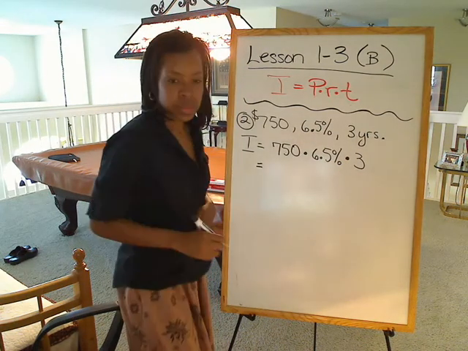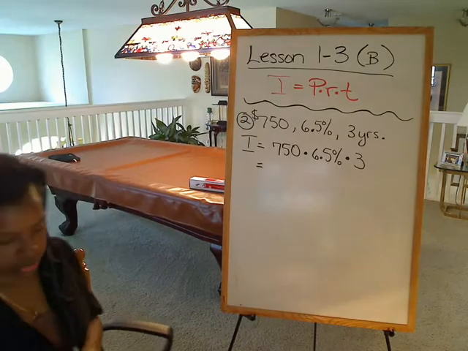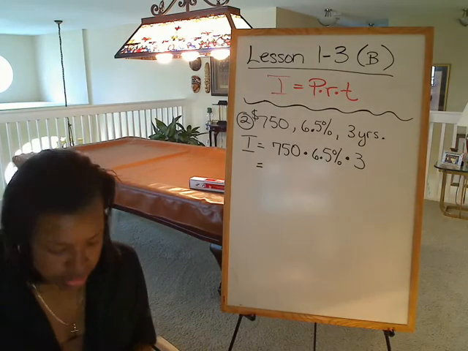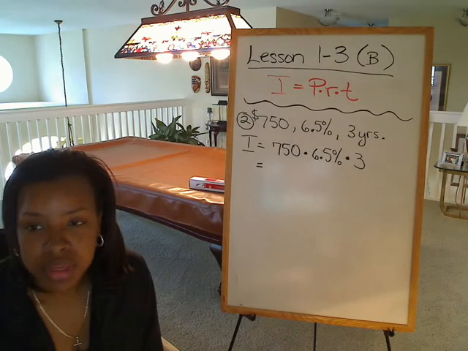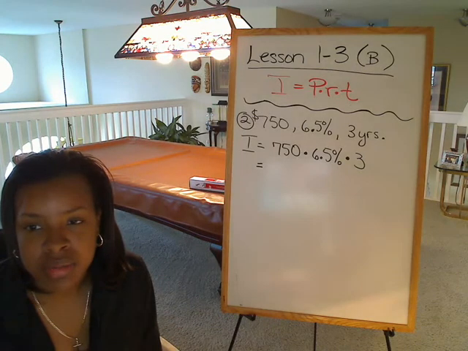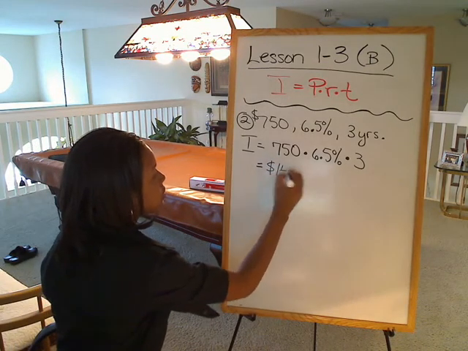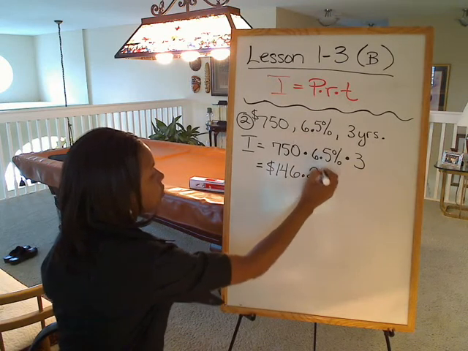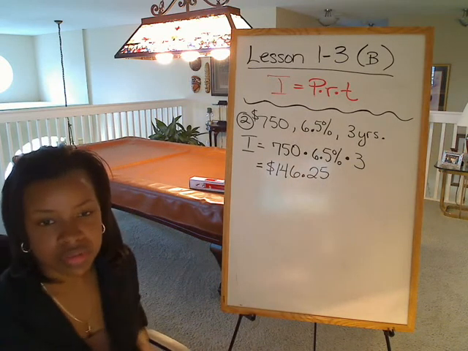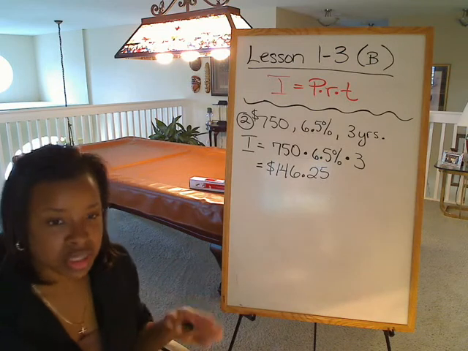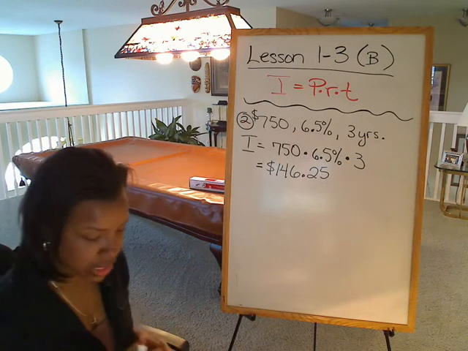And let's see what we get. I probably should have done this with a calculator similar to yours because I'm making this a lot harder for myself, but just bear with me. 750 times 6.5% times 3. $146.25. Okay, $146.25. That's just how much the interest is that they're adding on top of the 750. That's what they asked us for, the interest.